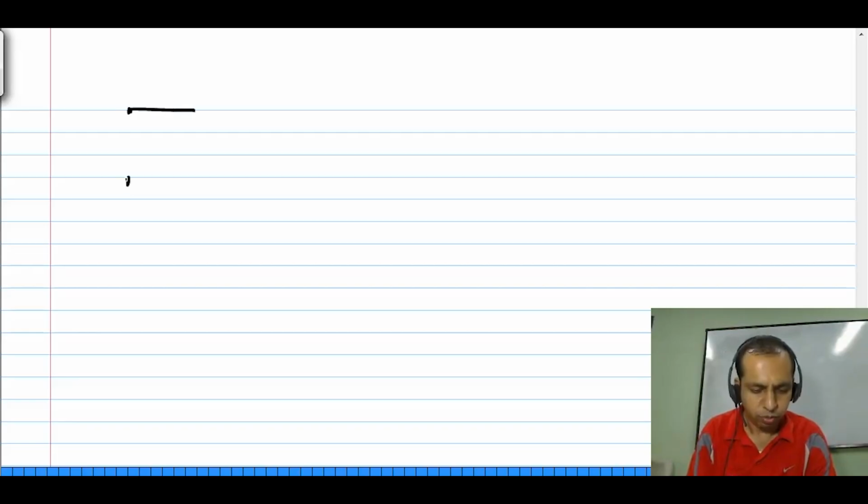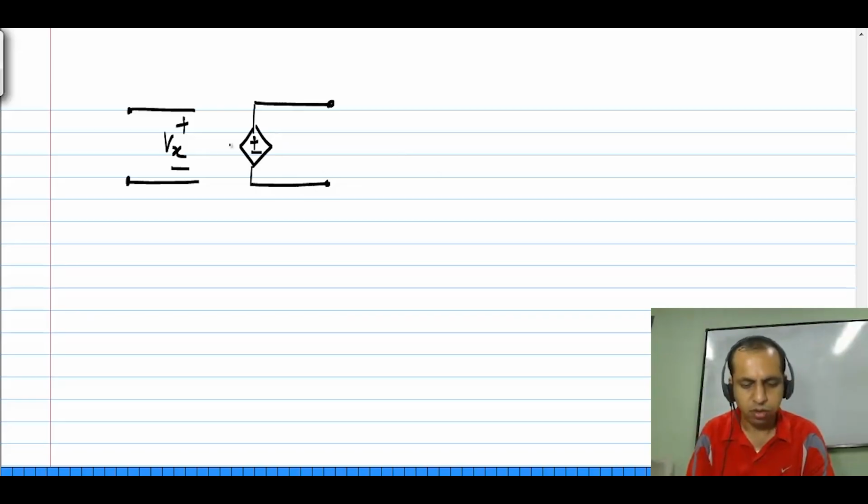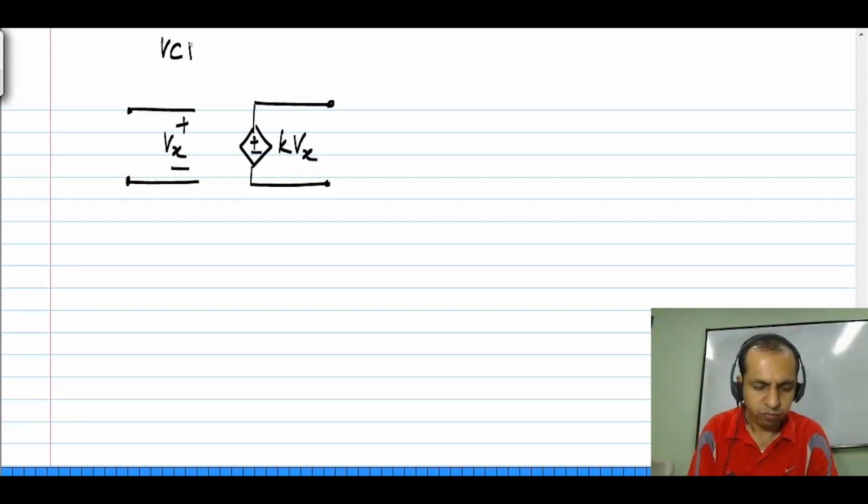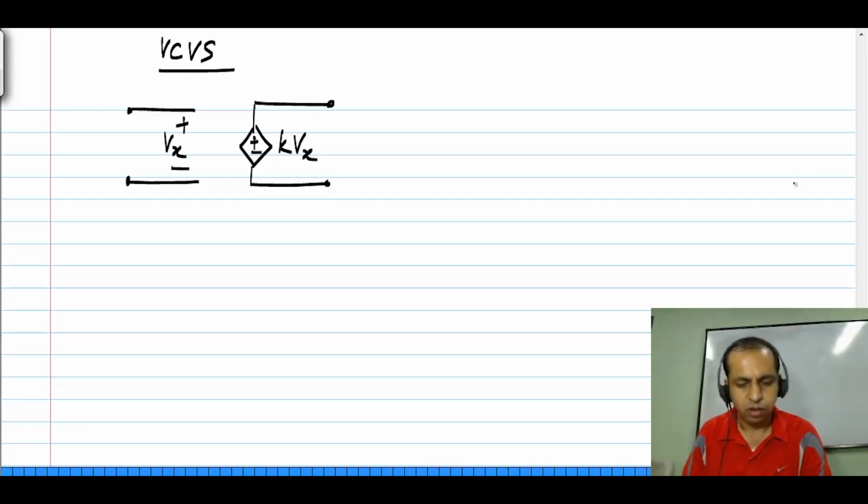Okay, one example of that, which is quite popularly seen in circuits. I'll show that here without discussing it too much. So let's say we have a voltage controlled voltage source with a scaling factor K.